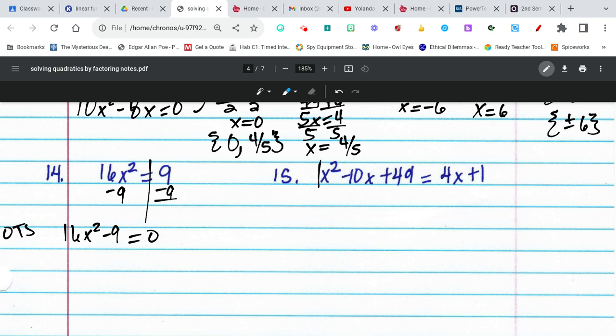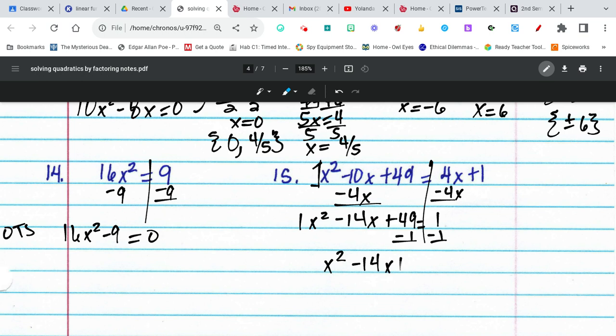I'm going to leave this x squared term over here because it's the leading coefficient. It's the one with my highest degree. Sorry. So my leading coefficient will be a 1. Because I don't want the leading coefficient to be negative, I'm going to move this stuff. So I'm going to subtract 4x from both sides. That's going to leave us with 1x squared minus 14x plus 49 equals 1. Now I'm going to subtract 1 from both sides. So that will leave me with 1x squared minus 14x plus 48 equals 0.